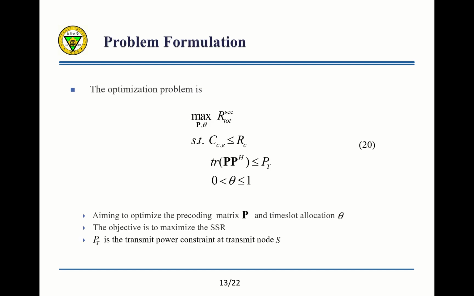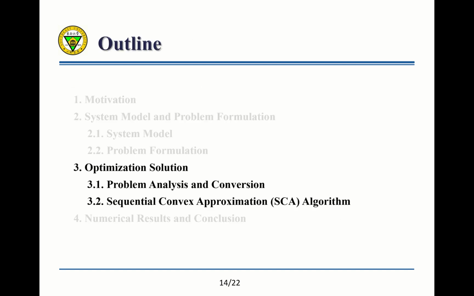In this work, we aim to optimize the precoding and time slot allocation with the objective of maximizing the SSR subject to the transmit power constraint. Mathematically, the SSR optimization problem is written as equation 20. Okay, now we move to the third part, optimization solution.